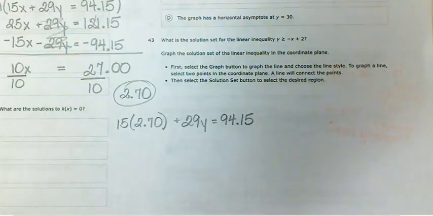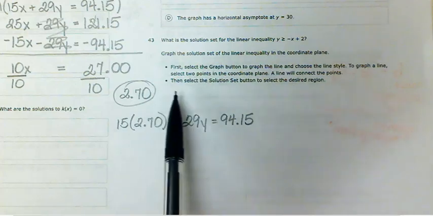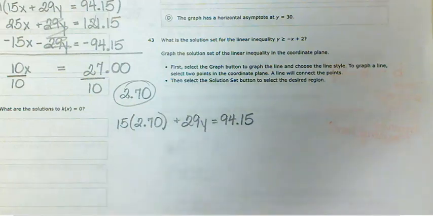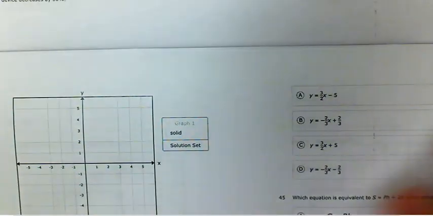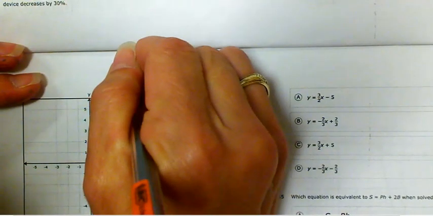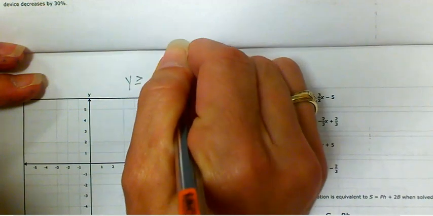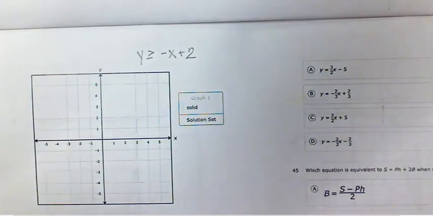43, what is the solution set for the linear inequality? Y is greater than or equal to -x plus 2. Graph the solution set of the linear inequality in the coordinate plane. Okay, so this is instructions on how to do this, because this is technically a test administered online. So we're going to go down here, and I'm just going to rewrite the inequality. And then I'm going to graph it. And I'll just use the grid line that they gave me.